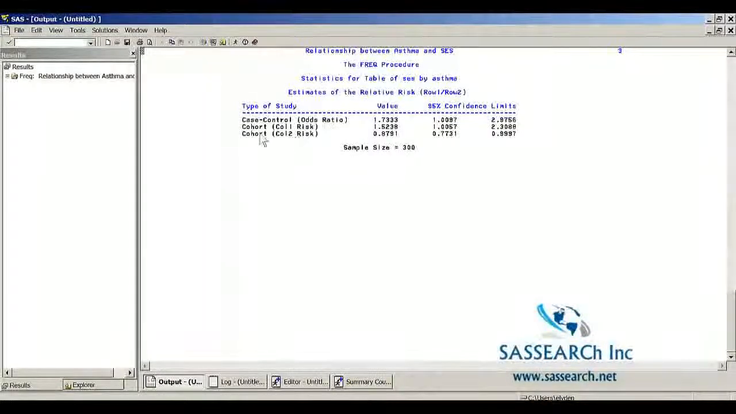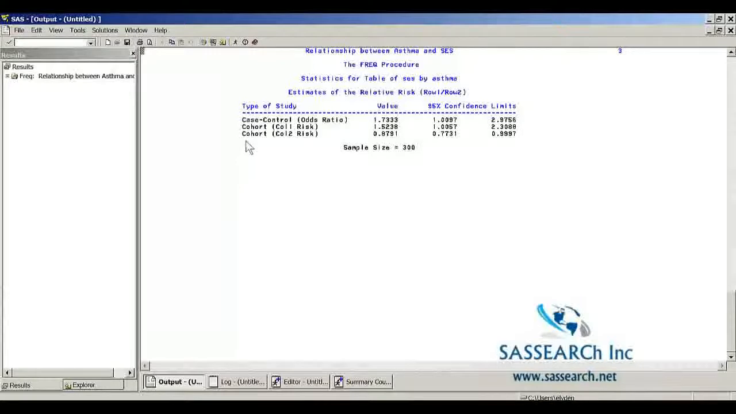Then we have our cohort column 1 risk, or relative risk, of 1.52. And this means that the risk of getting asthma among subjects with low socioeconomic status is 1.52 times the risk of getting asthma for subjects with high socioeconomic status.